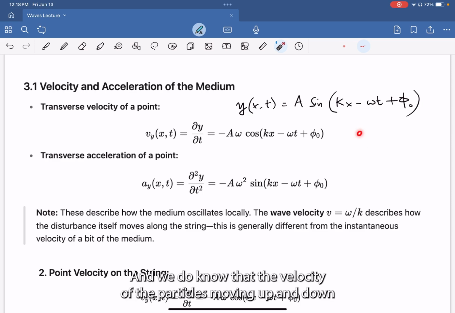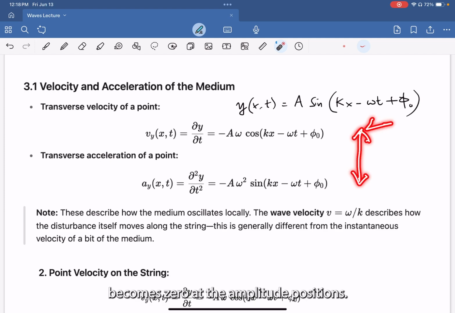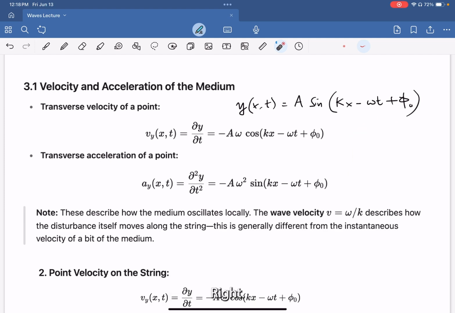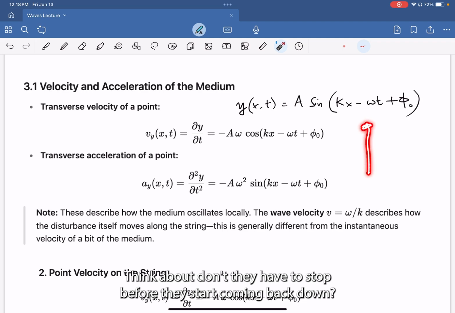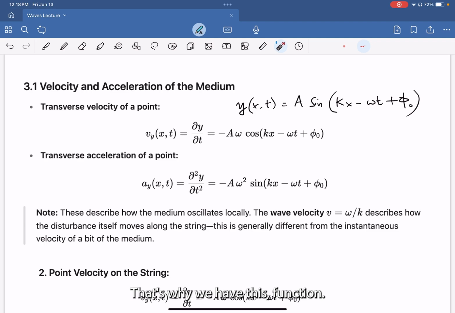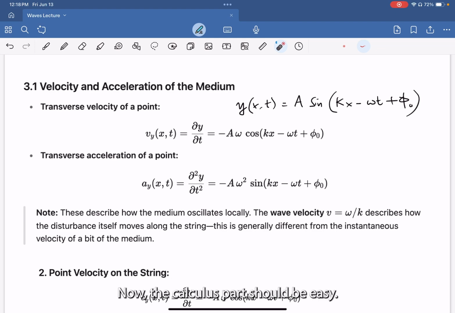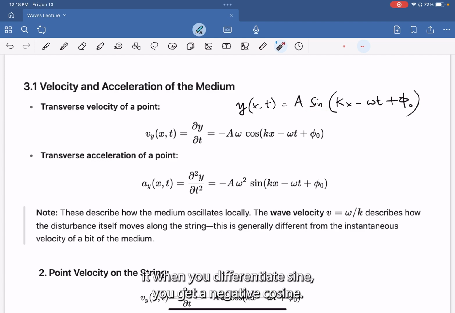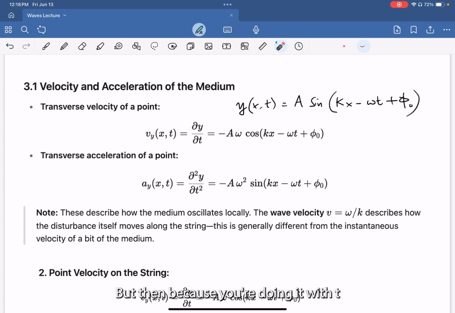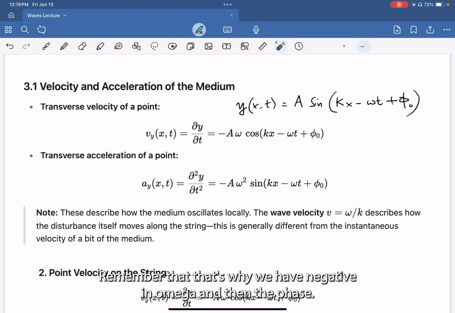All right, and we do know that the velocity of the particles moving up and down becomes 0 at the amplitude positions, right? Think about it. Don't they have to stop before they start coming back down? Yeah. That's why we have this function. You know that a sine and a cosine function can become 0 and can also become maximum. Now, the calculus part should be easy. Dou y by dou t is minus a omega cosine, because when you differentiate sine, you get a negative cosine. But then, because we're doing it with t, you will have to write omega out again. Remember that? That's why we have negative a omega and then the phase.